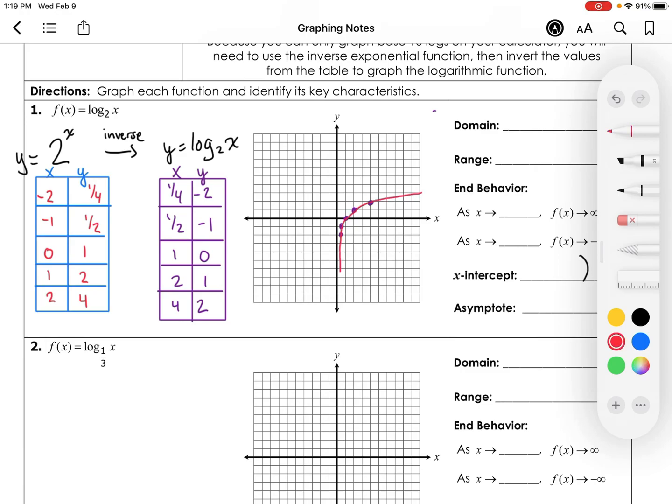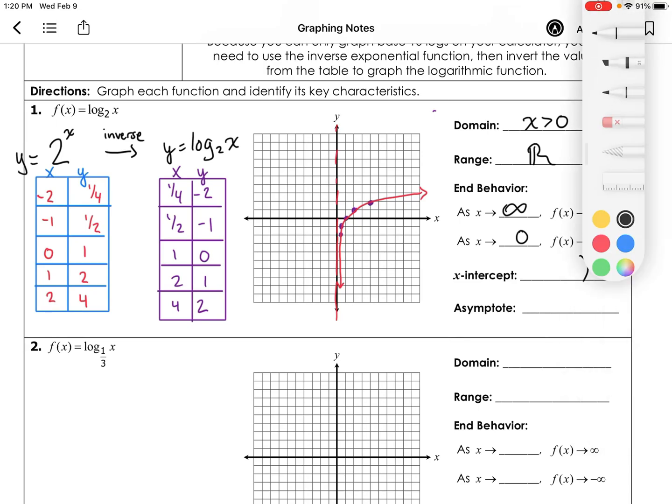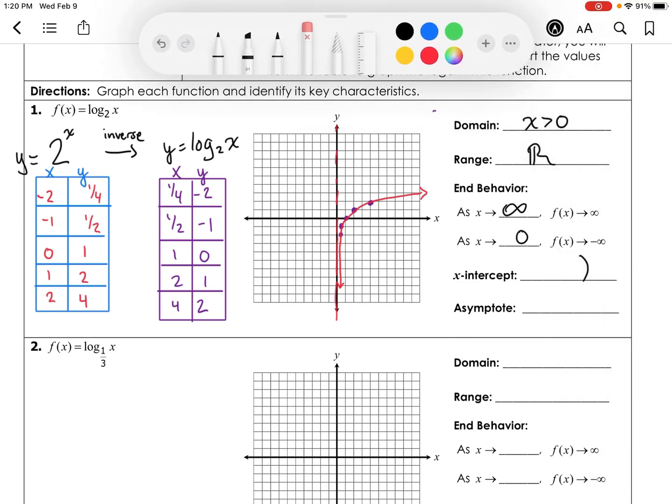Connecting our dots. And notice how it increases to the right and has that asymptote right there. The domain is everything above 0. The range is all real numbers. The end behavior: as x goes to positive infinity, the y value is going to positive infinity. As x goes to 0, the y value is going to negative infinity. And then the x-intercept is the ordered pair (1, 0). And the vertical asymptote is at x equals 0.